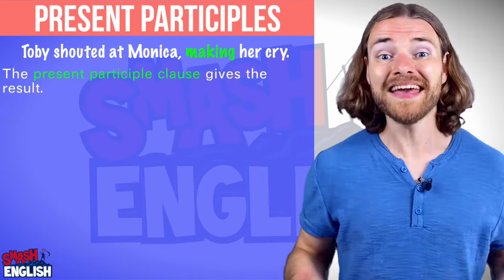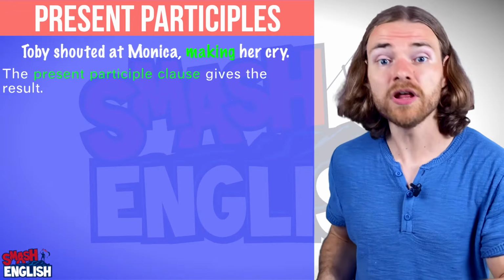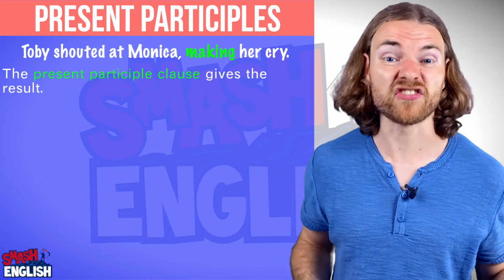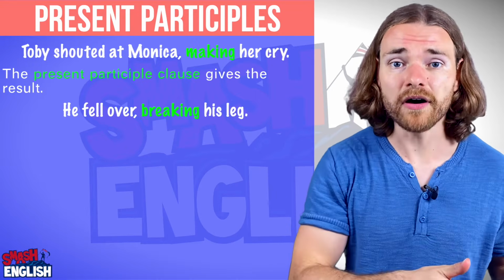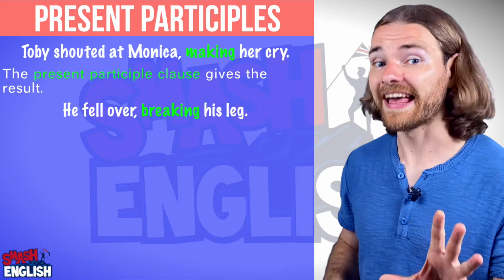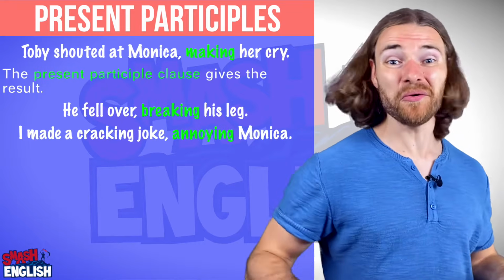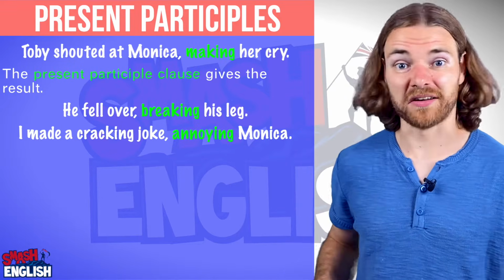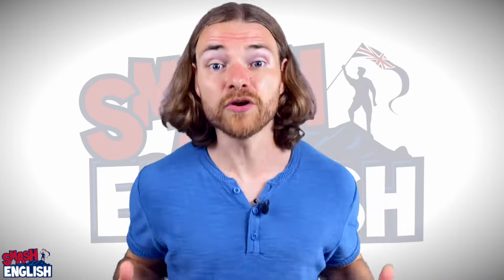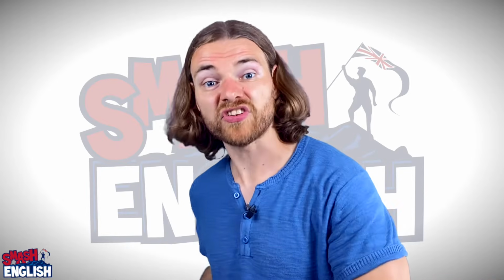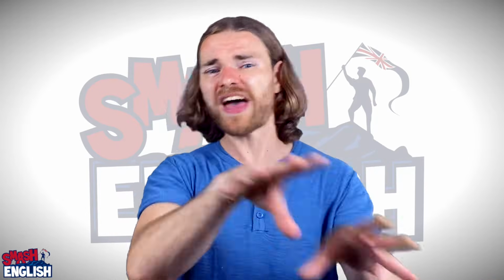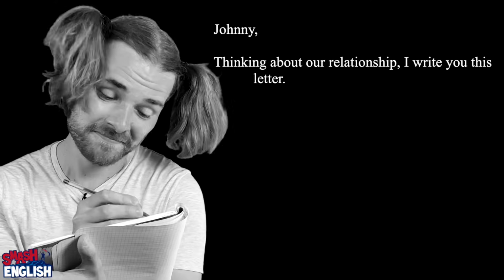Okay. Here, we have used the present participle to show the result of the first action. He fell over, breaking his leg. I made a cracking joke, annoying Monica. Excellent. We can also use present participle clauses to talk about two actions that happen at the same time.